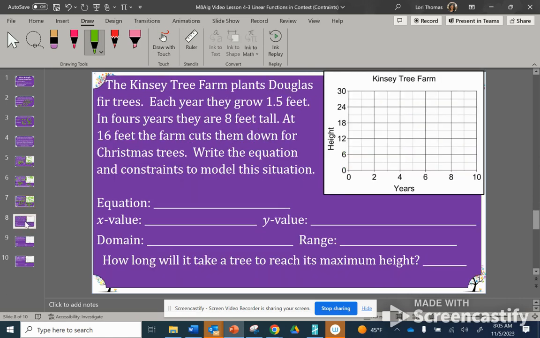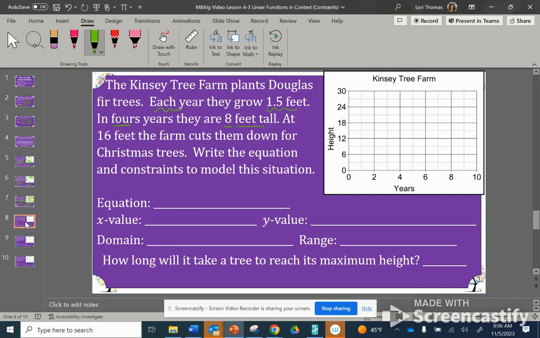The Kinsey Tree Farm plants Douglas fir trees. Each year they grow 1.5 feet. So that looks like a constant rate of change. In 4 years, they are 8 feet tall. At 16 feet, the farm cuts them down for Christmas trees.